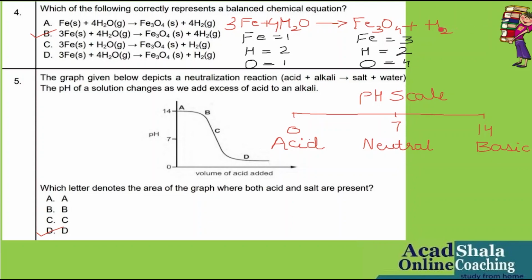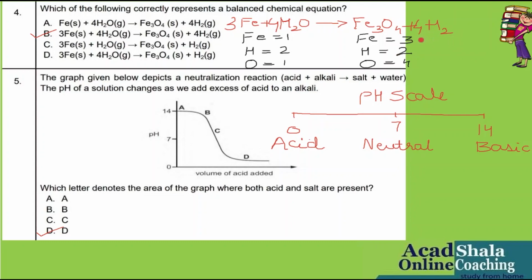Oh my God, what should I do now? Okay, 4 twos are 8 hydrogen and here it is 2. What should I do to make this hydrogen 8? Let me think. I will put 4 in front of hydrogen and then it has become 8.